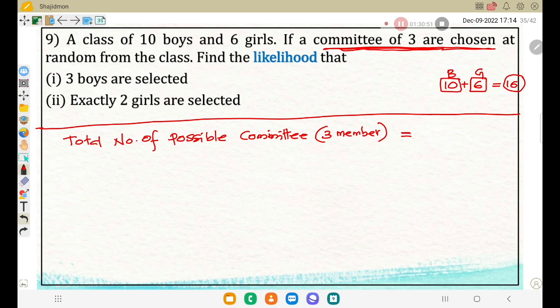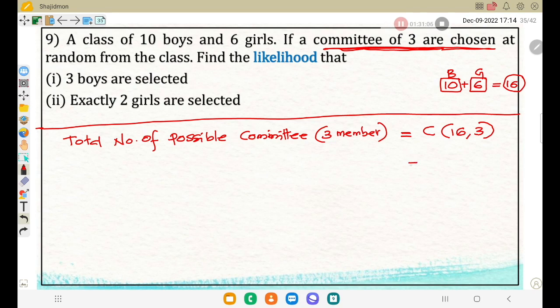Okay, how many students totally? Totally we have 16 students, correct? Out of that, how many students should be in one committee? 3 members. So how many combinations do we need? Combination of 16 comma 3, correct?